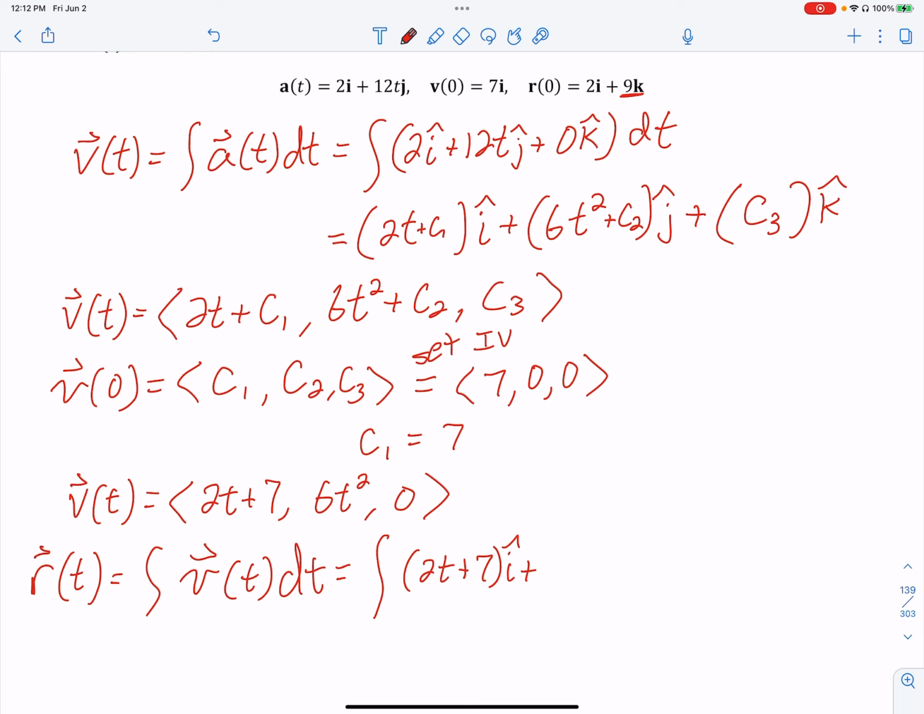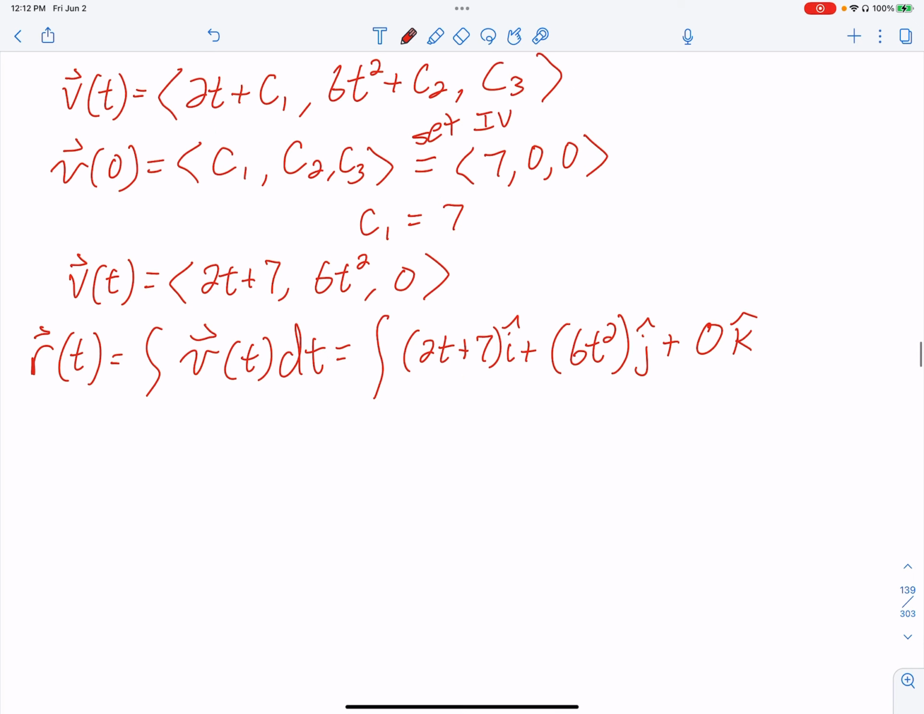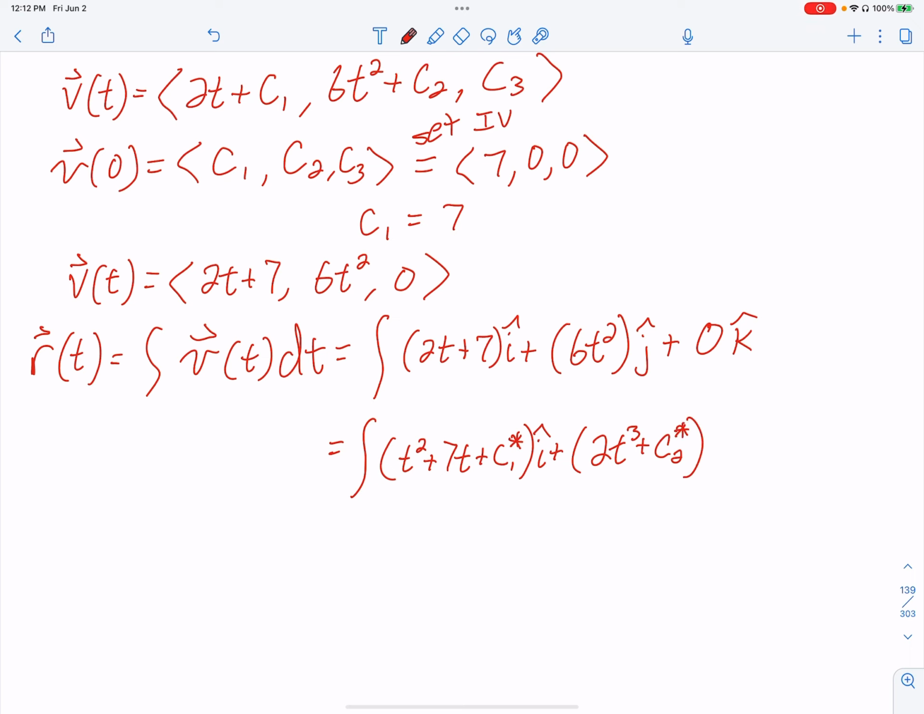6t squared j, and then plus the last one is going to be 0k. All right, I'm going to just do all of these integrals, pretty straightforward here. I get t squared plus 7t plus c1 star i plus, okay, that's going to go up by 1, divide by the new one, I got 2t cubed plus c2 star j, and then plus c3 star k. All right, so there is my position function.